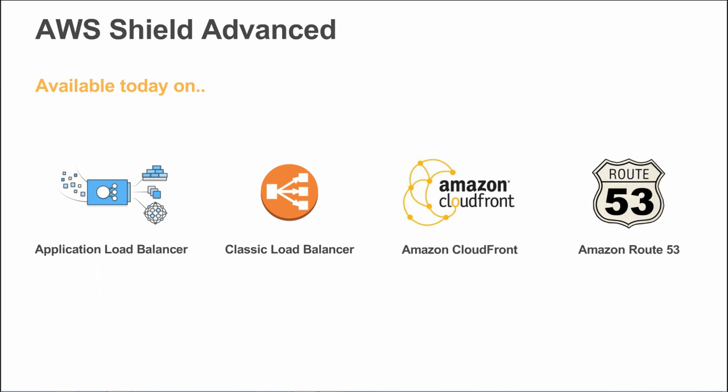With that, we talked about AWS integration. Shield Advanced is generally available for everybody, and available on these 4 AWS services: Application Load Balancers, Classic Load Balancers, Amazon CloudFront, and Amazon Route 53. So you can enable any of these AWS resources by simply pointing at them and clicking to activate advanced protection.